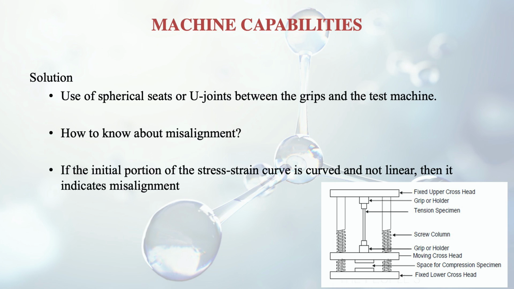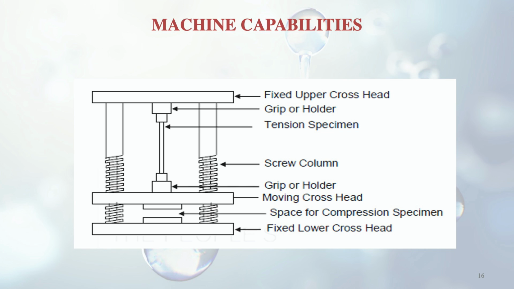And how can we know about this misalignment? We can know when the initial portion of the stress strain curve is curved and not linear. Generally in the stress strain curve, in the initial portion the curve is linear, but when it is misaligned then it will not be linear, it will be curved. And when I am talking about stress and strain, now strain measurement is coming. So let me tell you about stress and strain as well.